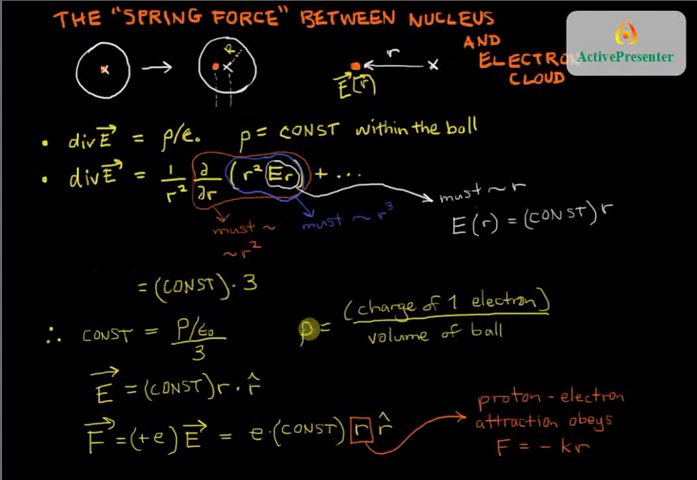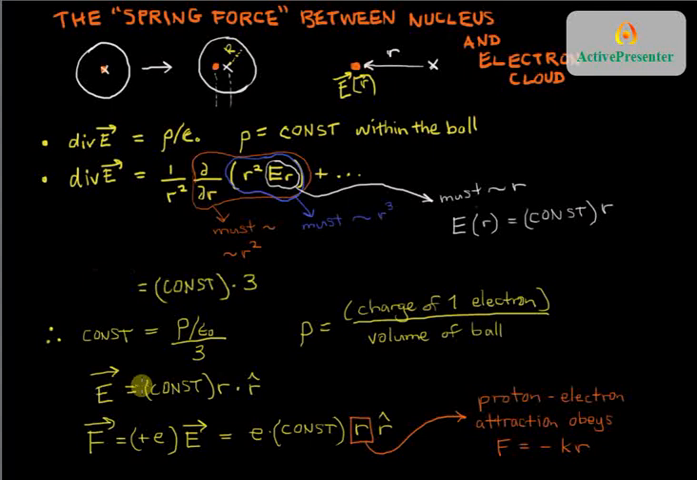Now, what's rho? I'm not going to give it to you explicitly, but it's two things that we know very well. The charge of one electron, you have to look up the elementary unit of charge in coulombs or whatever, and it's negative, of course. And then the volume of the ball, which has a radius capital R. That's what we want to solve for in your homework. What's the radius of this ball?